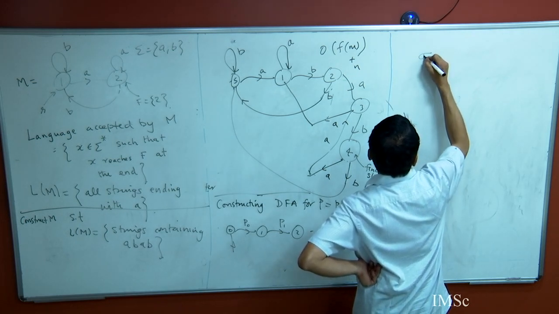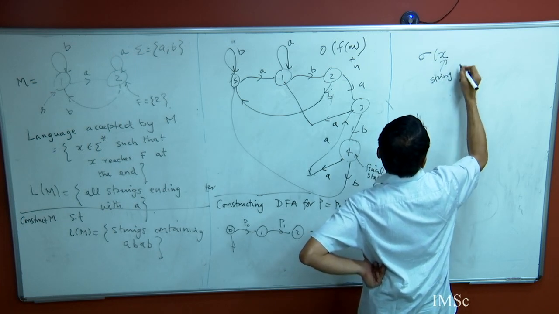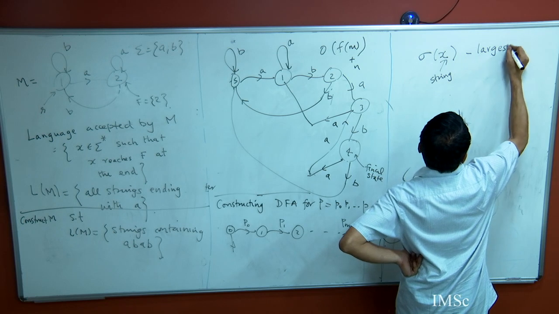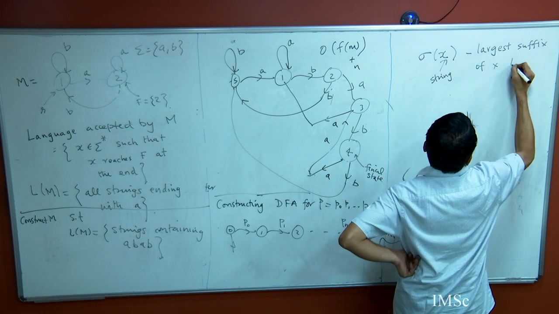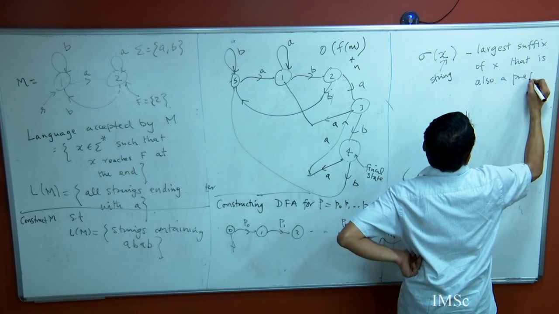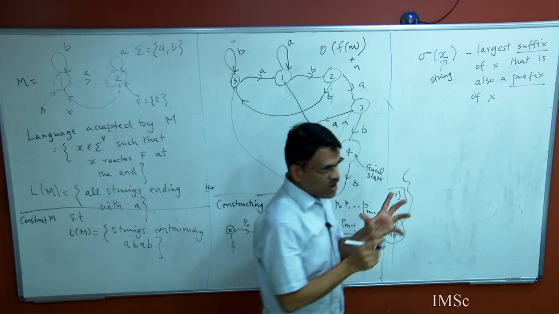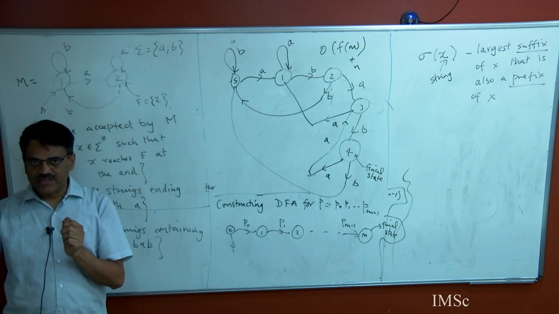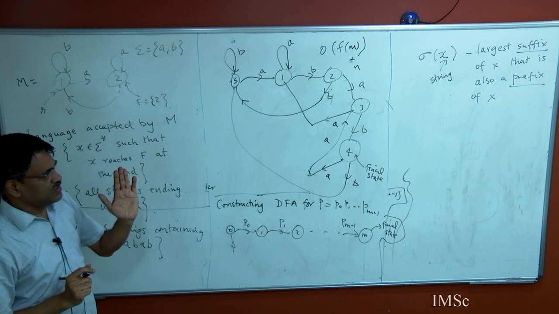Okay. So, let us use this notation sigma of x, where x is some string. It is the largest suffix of x that is also a prefix of x. Do you understand what suffix and prefix are? Given a string, a suffix is the last so many characters. The last character alone is a suffix, the last 2 characters is a suffix, the last 3 characters is a suffix. And a prefix is starting from the beginning.